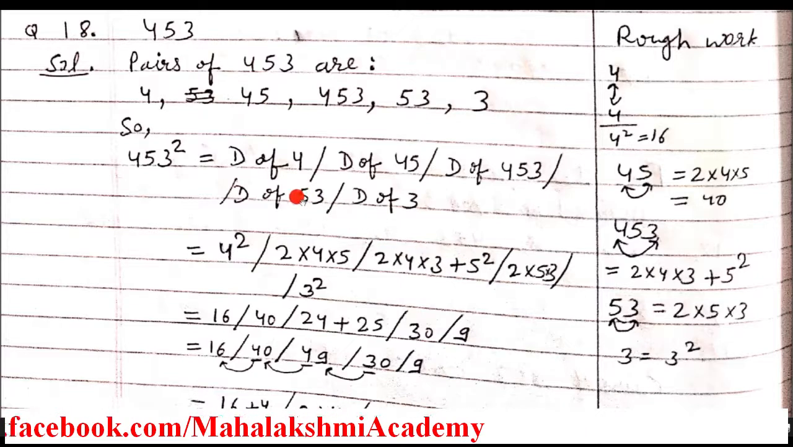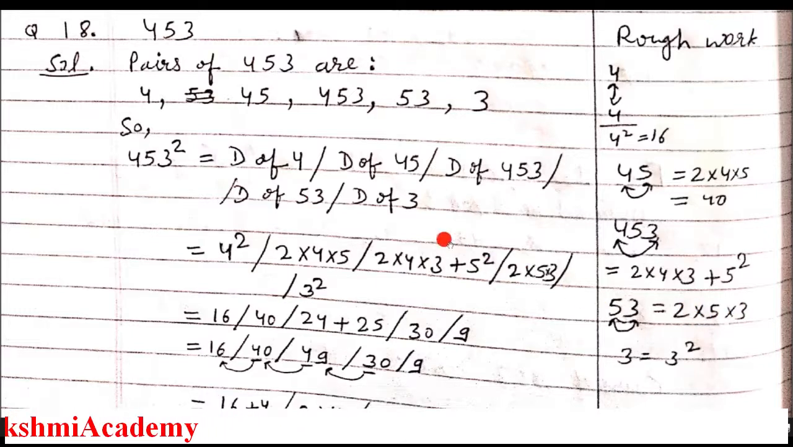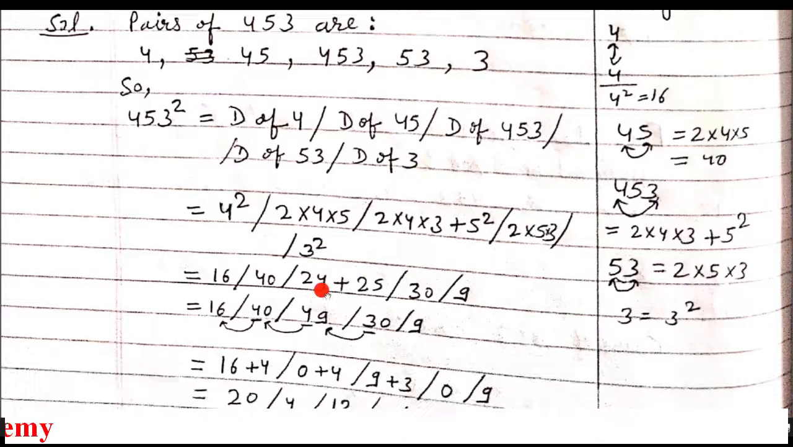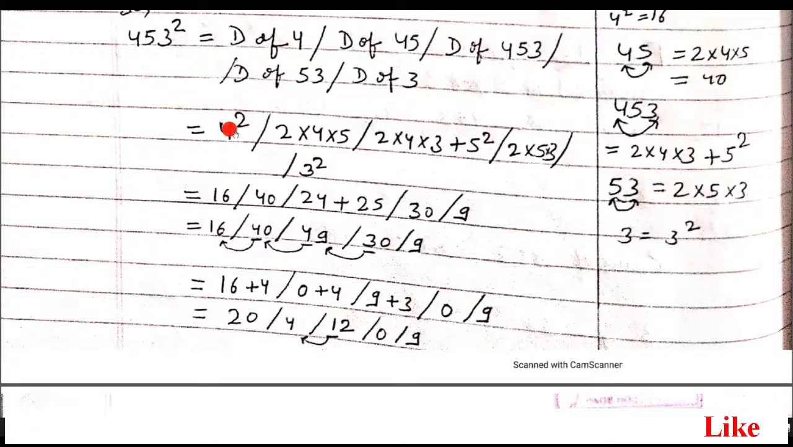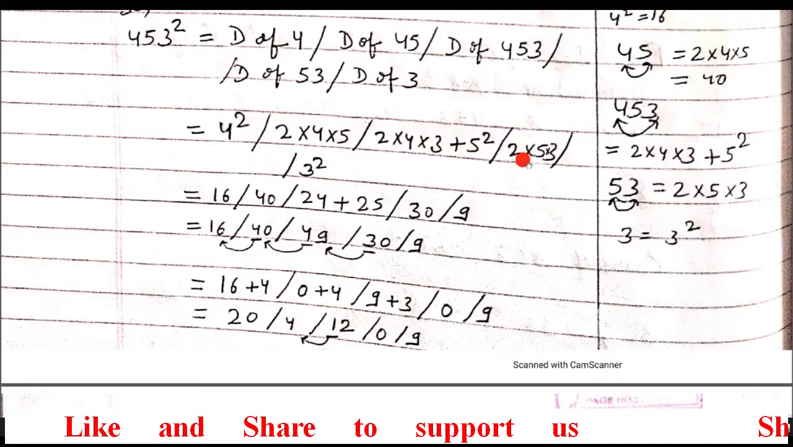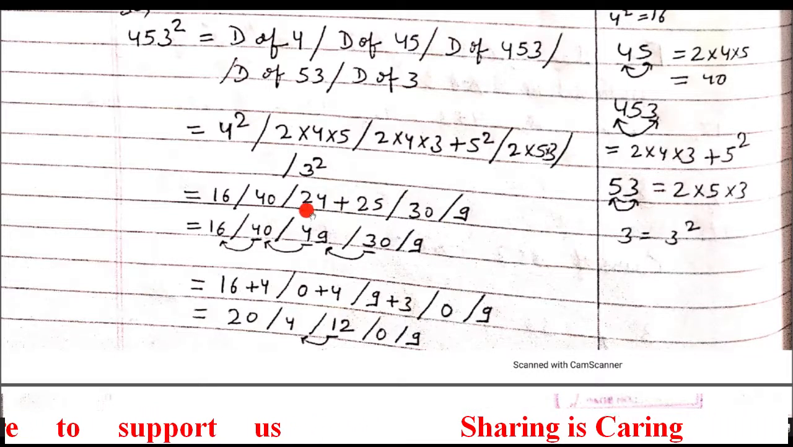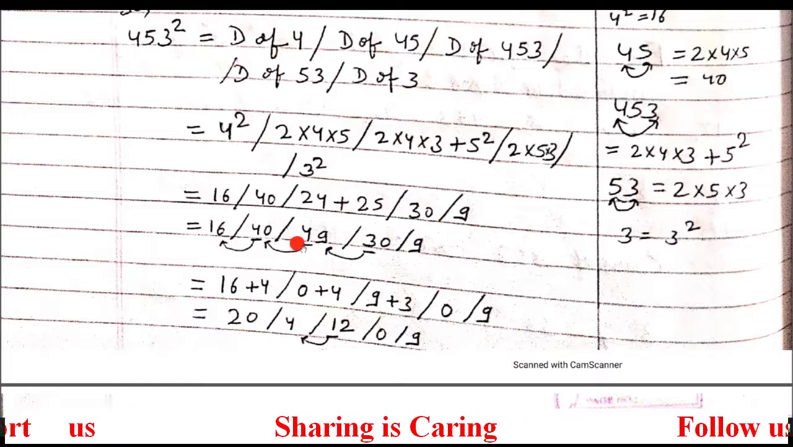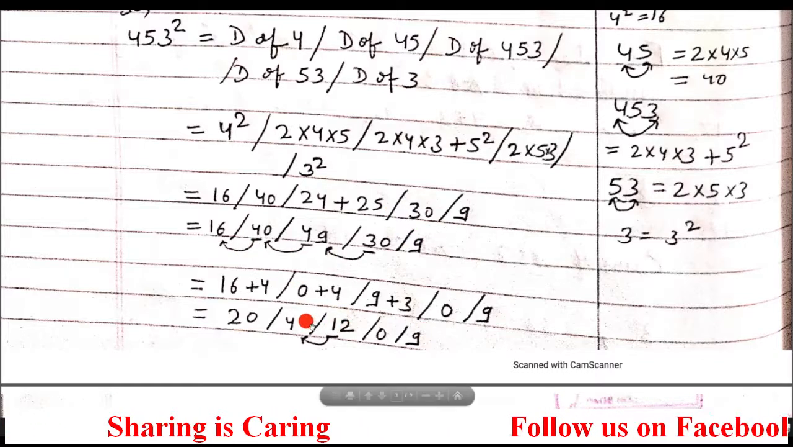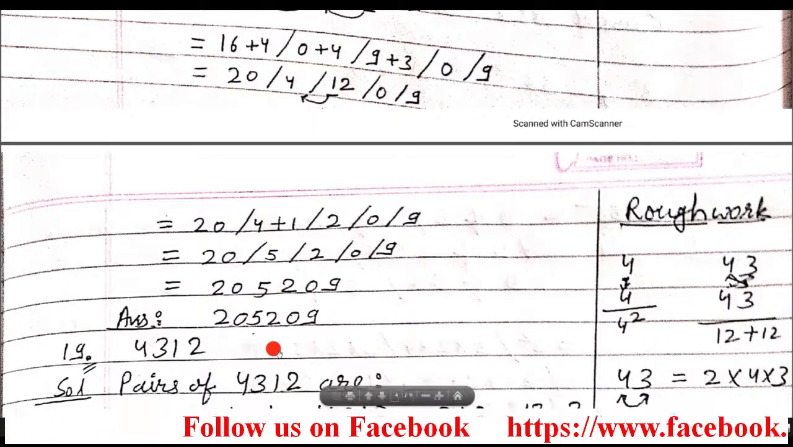In the same way make the pair of 53, then 2 into 5 into 3, then the Dvandva of 3, that is alone, that's why 3 square. Now 4 square is 16 and the product of these three numbers is 40. Multiply them: 2 4s are 8, 8 3s are 24, 5 square is 25, the product of these three terms is 30, then 3 square is 9. Now as I mentioned in the previous question, in each section only one digit should exist, so you have to do the shifting. After shifting and removing the slash, you will get this answer. So that is the answer for the square of the given number.